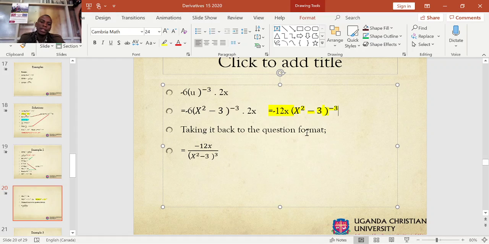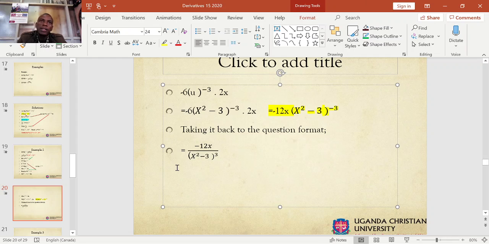Alright, so we reverse this and we put it into fraction mode. This will be our numerator. The next function will be the denominator, but the sign of the power will change, just like how it changed when we were converting it. So it will be negative 12x divided by x squared minus 3 to the power, now positive instead of negative. So that's how we deal with such a number.